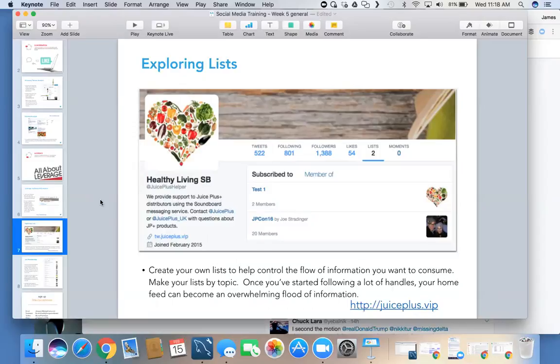So I have different lists set up. So when I want to know about a specific thing, I don't have to sift through my home feed and just scroll and scroll and scroll, or I don't have to go to one person's account to learn something and I may miss something else related to the topic.